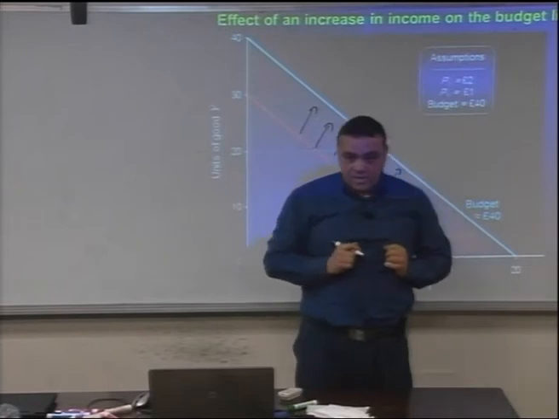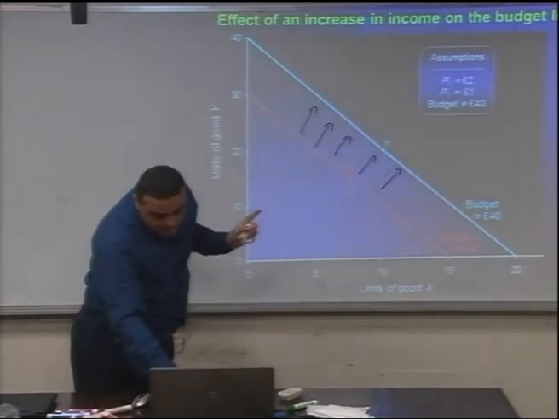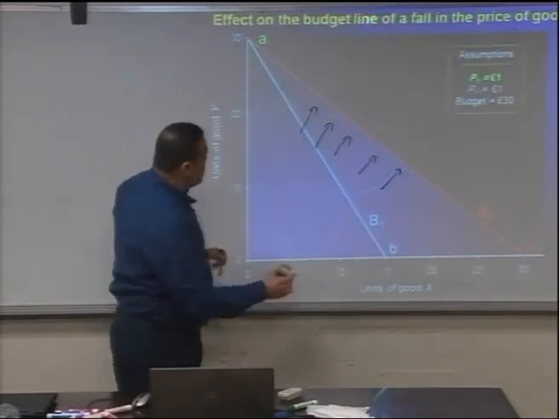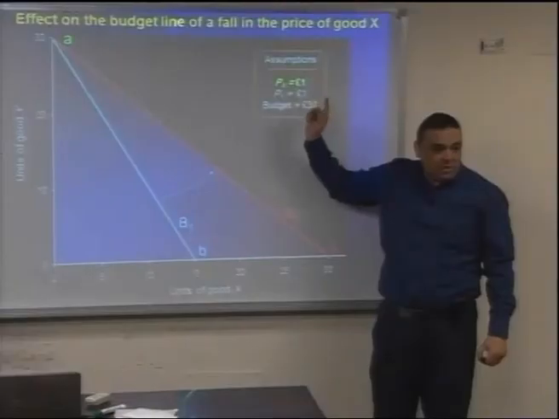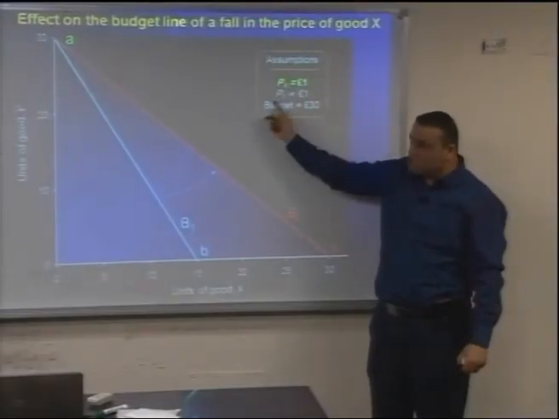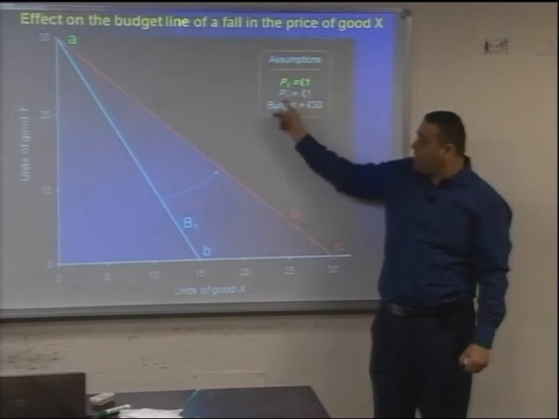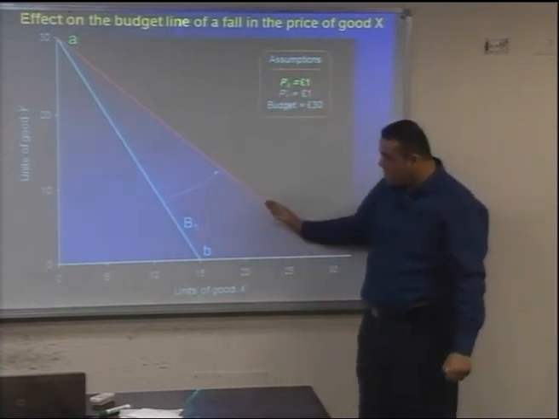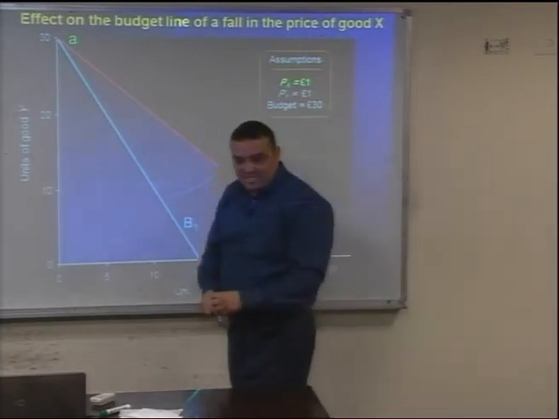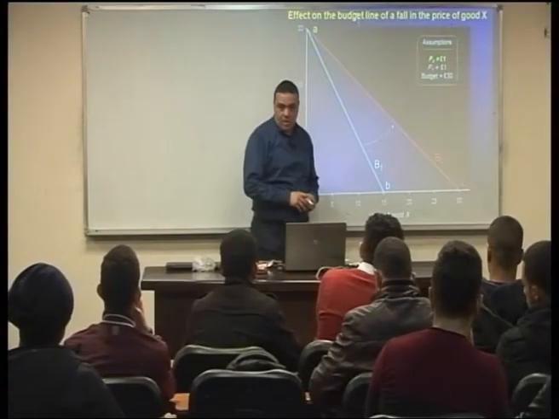So when the consumer's income increases, the budget line shifts right, and there are no changes in the slope of the budget line. Okay? But here, let's go to this graph. Where's the original? This is BL1. As the price of X goes down from P2 to P1, and the budget remains constant, as well as the price of Y, we have a movement with a change in the slope of the budget line. Okay?